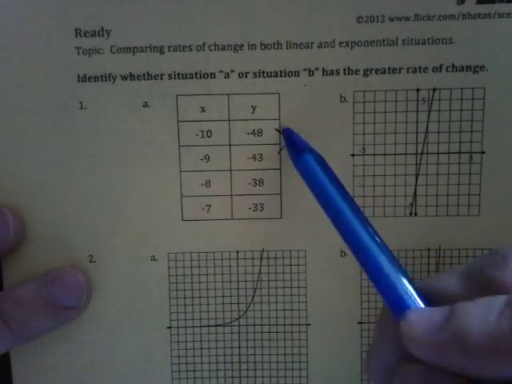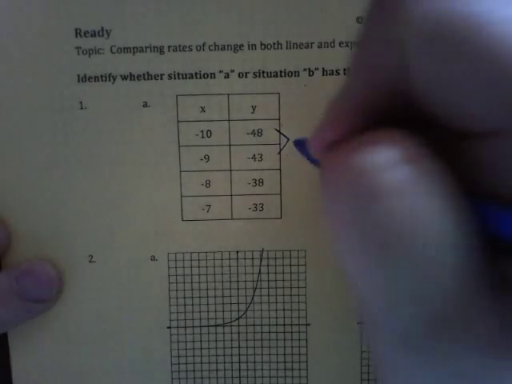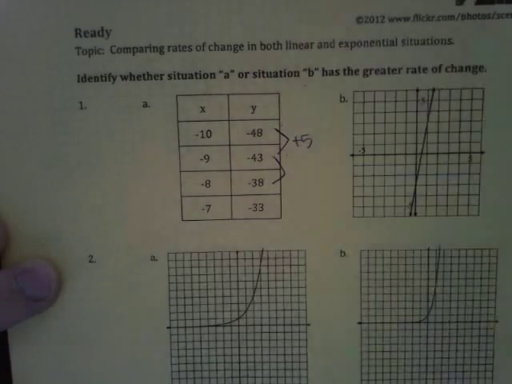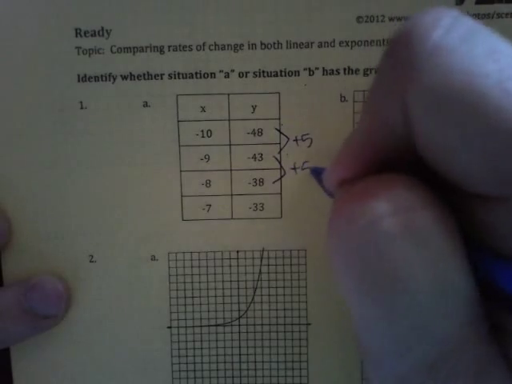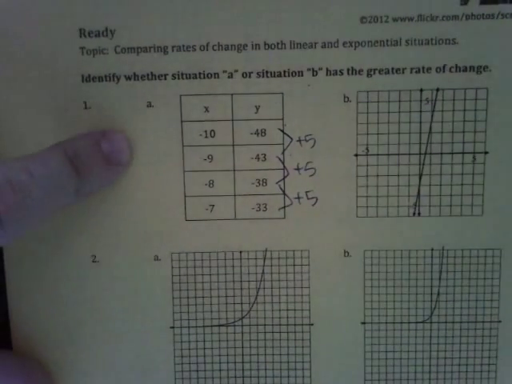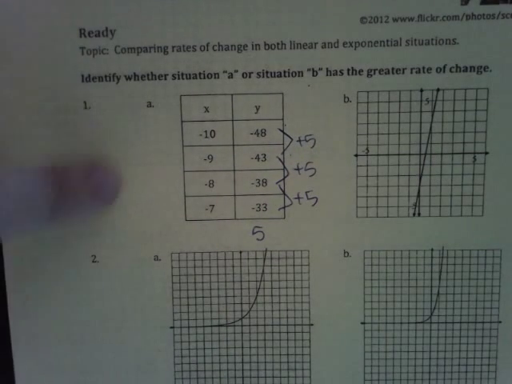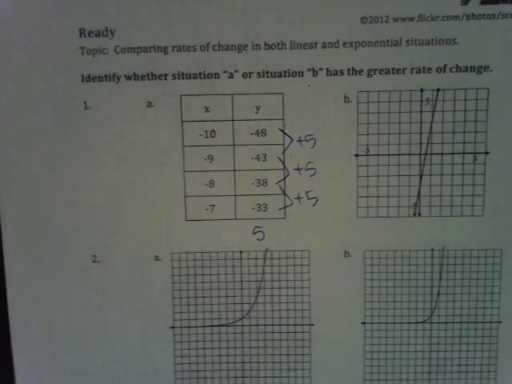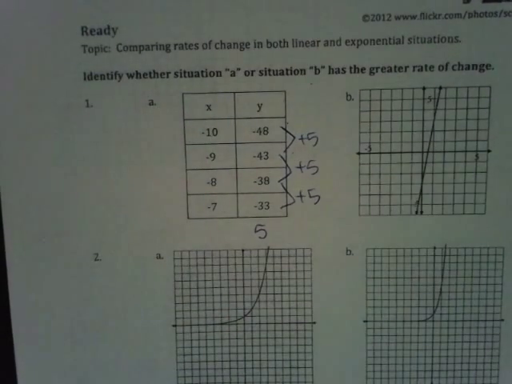Okay, so if I'm going from negative 48 to a negative 43, what change? It's going to go up 5, right? From here to here, it's up 5 again. And from here to here, it is also up 5. So what's the rate of change on part A? 5. So that's linear? It is linear, yes. But our question is identify whether situation A or situation B has a greater rate of change.